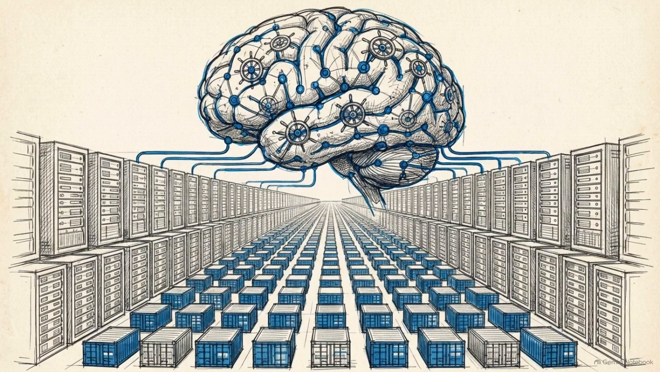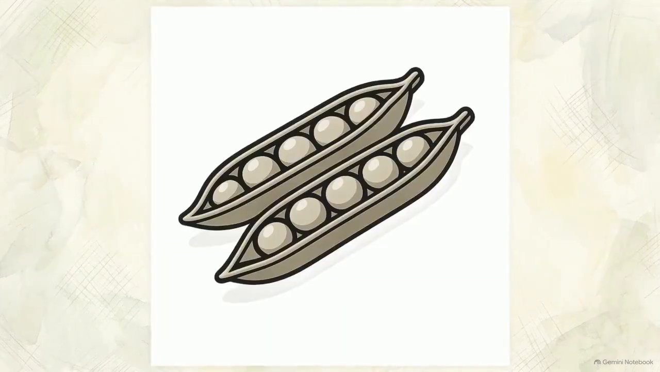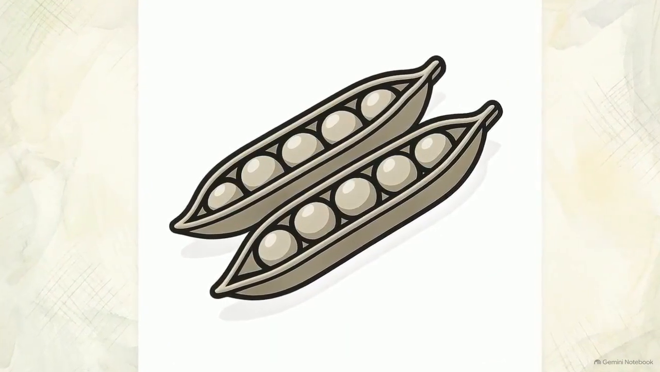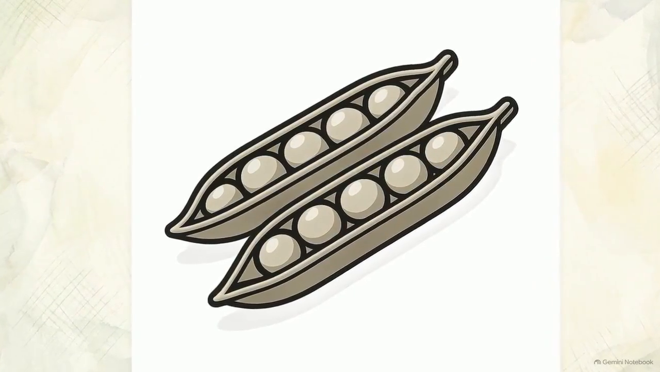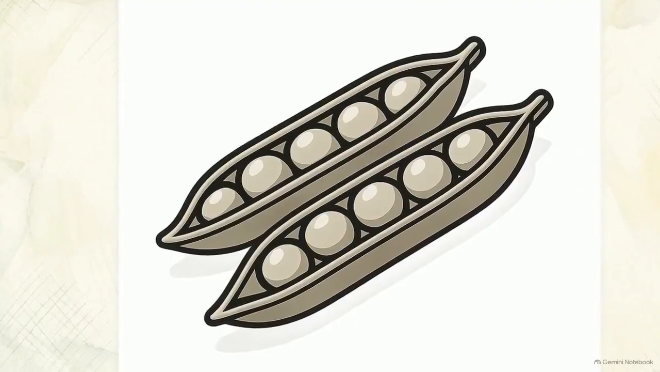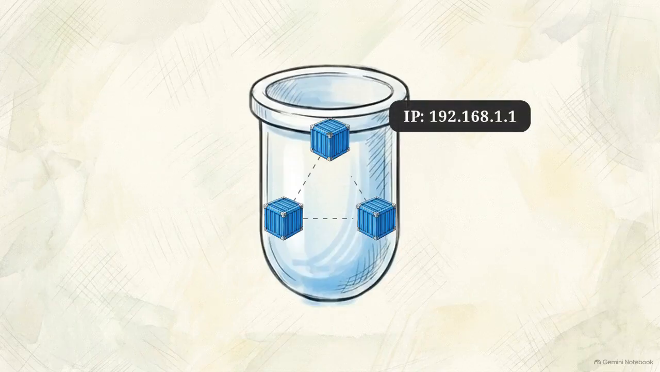To manage this scale efficiently, Kubernetes doesn't actually interact with individual containers directly. Looking at this illustration, we see Kubernetes' smallest unit, the pod. The outer shell represents the pod, acting as a wrapper that groups related containers, the peas, together. By grouping them this way, every container inside a single pod can share the same network address and internal communication channels.